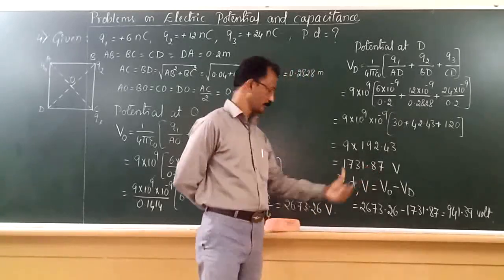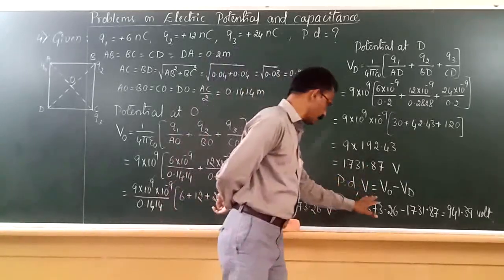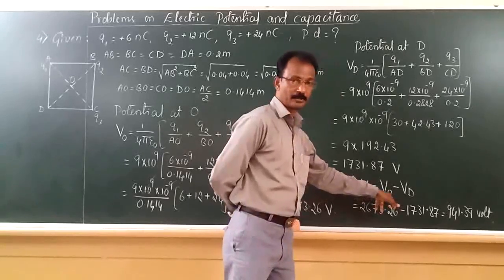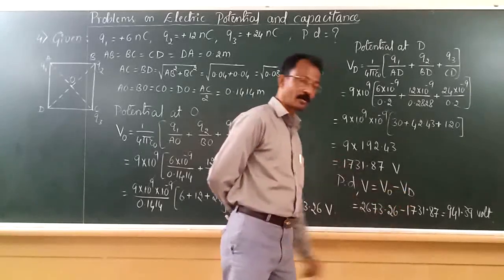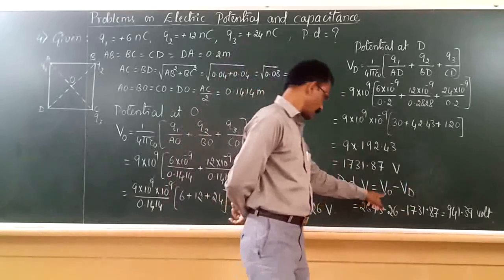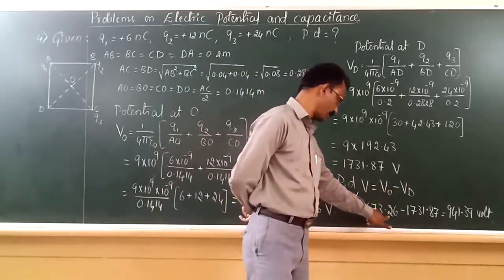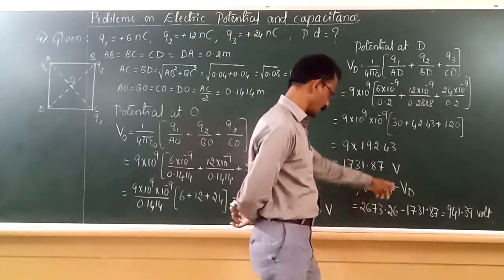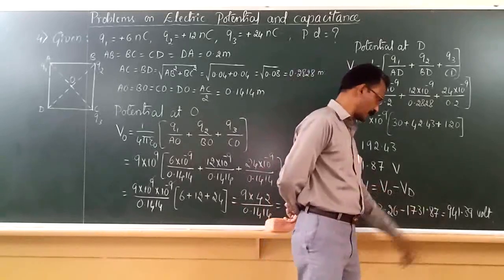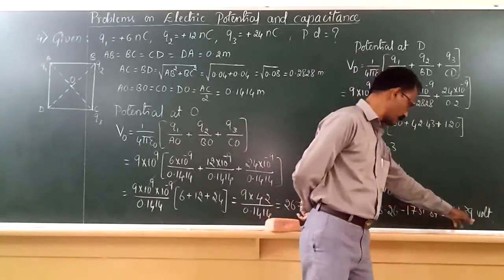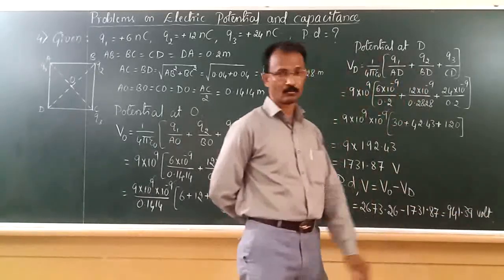We get potential at D is 1731.87 volt. Then the potential difference between the center of this square and corner D is potential at O, 2673.26, minus potential at D, 1731.87. Difference is 931.39.